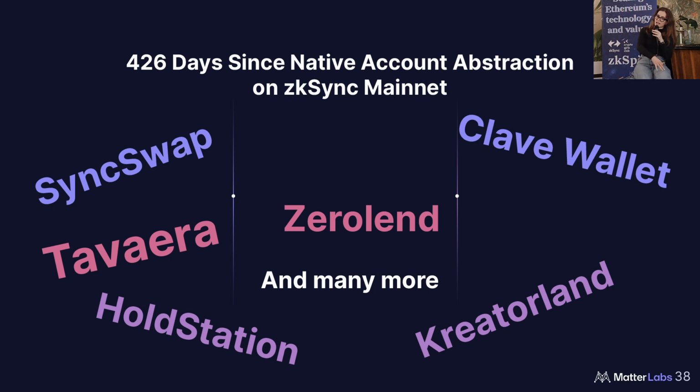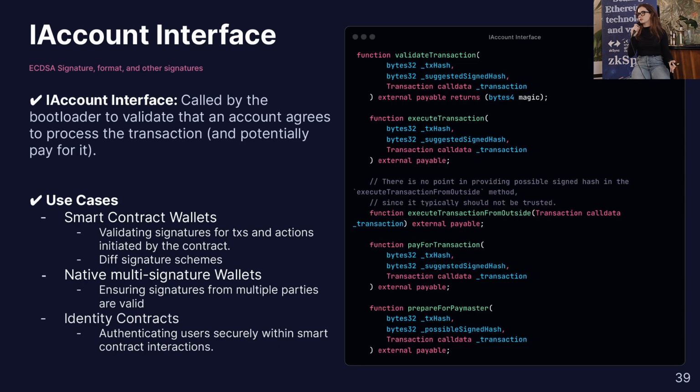Now, when it comes to the account abstraction implementation and how you can do your own project, we offer different interfaces. One of them is the account interface, and the other is the Paymaster interface, which you will be using as a base for your code implementation.